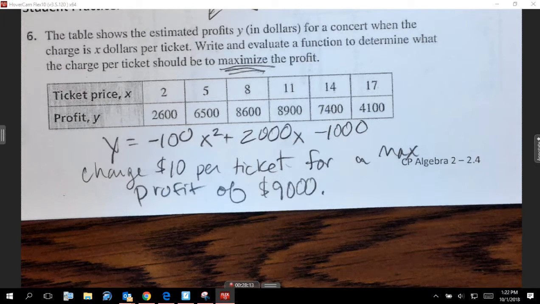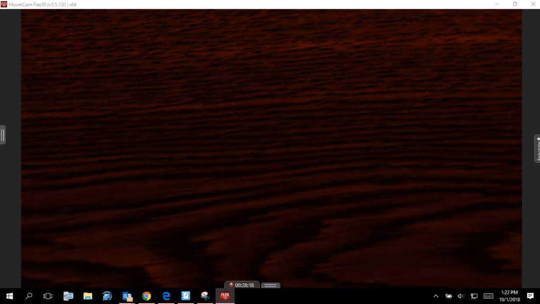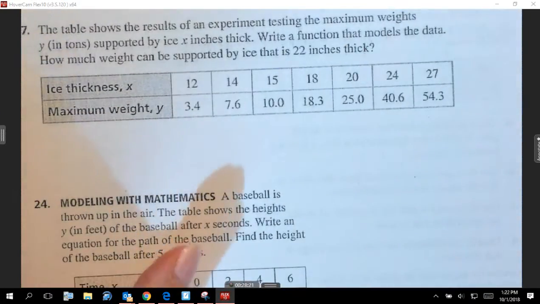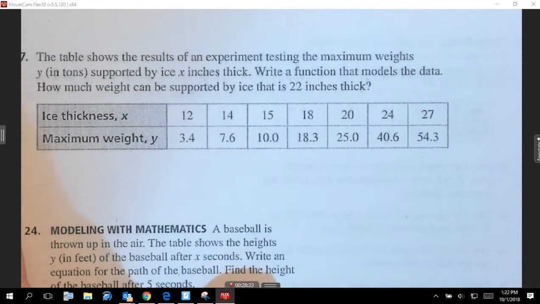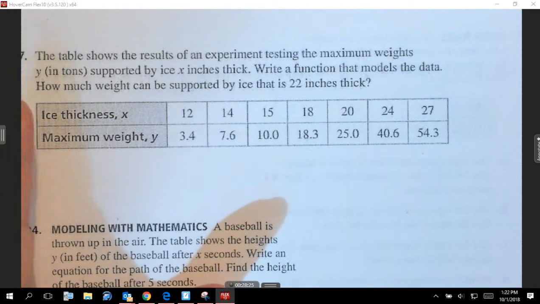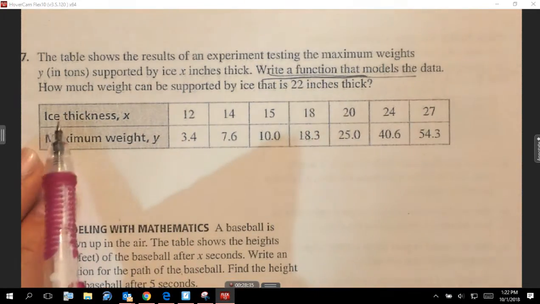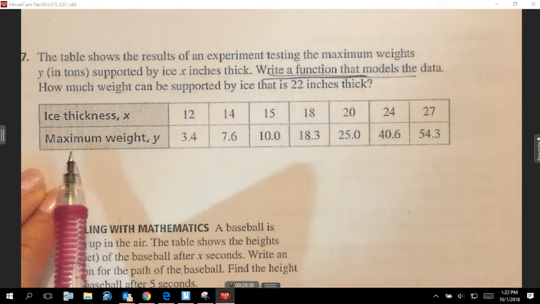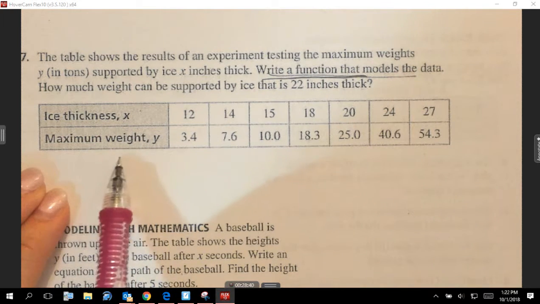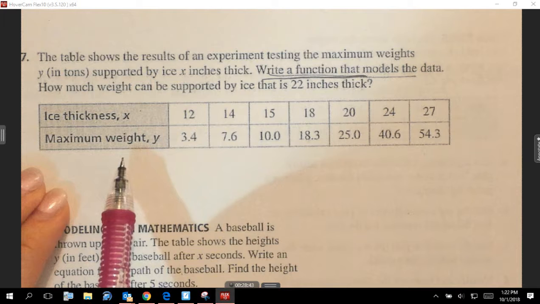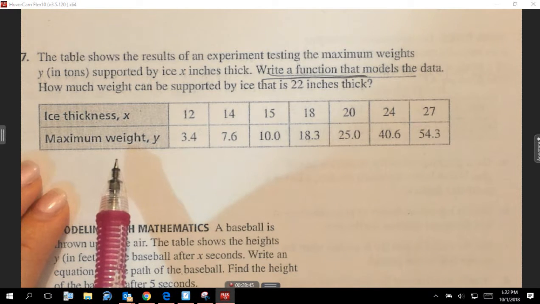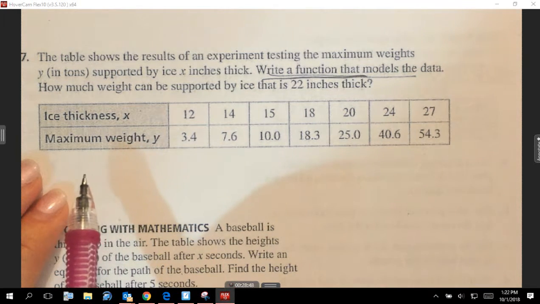All right, and then we have one more example. This is supposed to be a student practice, so if you'd like to work ahead of me, that is totally fine. I already have it done, so I can check your answer. Again, we need to find a function that models this data. This data is saying this is how thick ice has to be to support how much weight in tons. That's probably something important, especially if you play hockey. You need to make sure that the ice is thick enough to support the team.